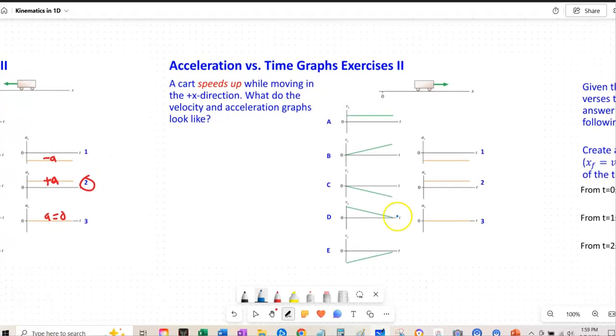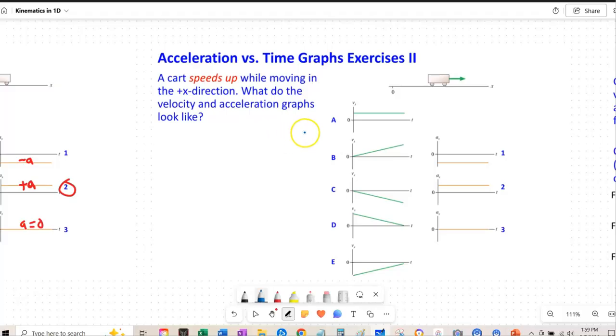You have a cart moving to the right and speeding up. So again, match velocity versus time graphs to the acceleration versus time graphs. Try this out. Pause the video now.